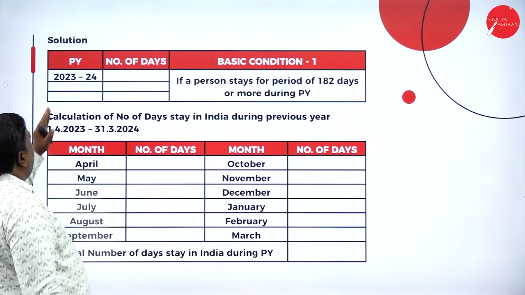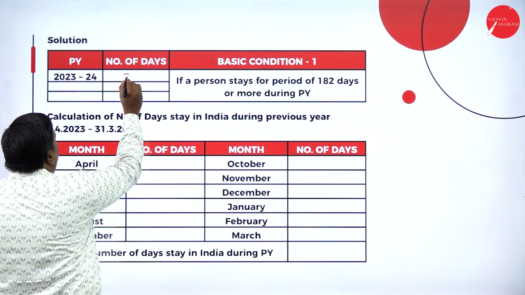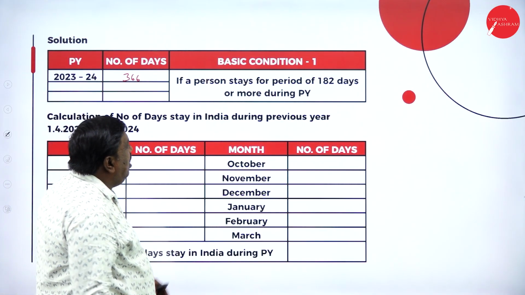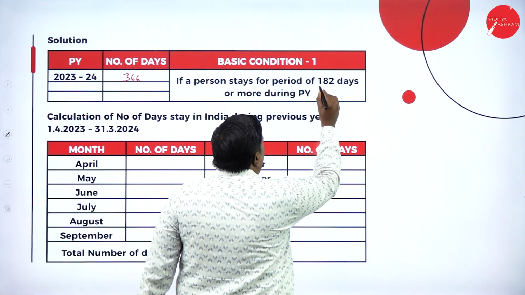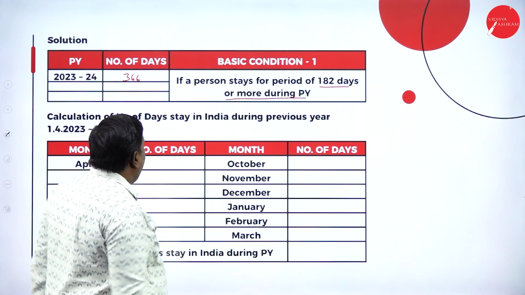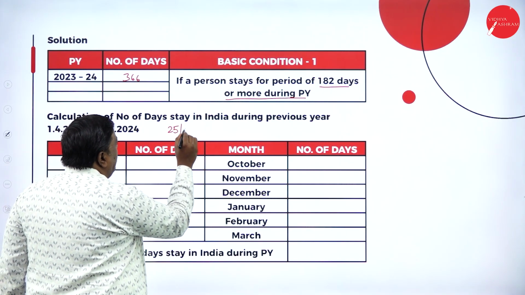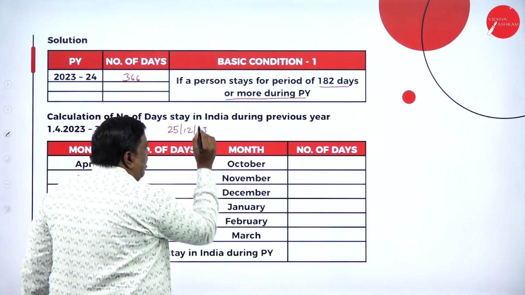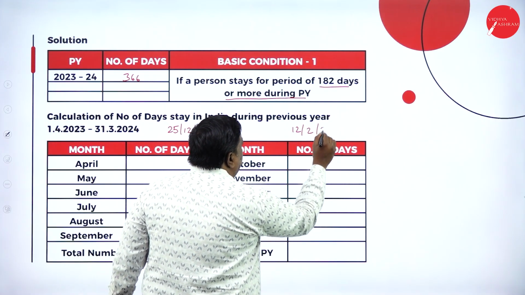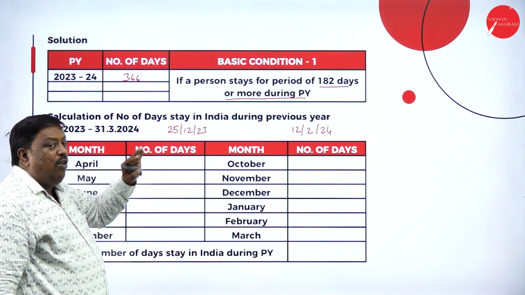Now, previous year, the number of days we have here, totally 366 days. What is the condition we have here? I have to stay in India for 180 days or more during the previous year. So now I have to calculate. I'm leaving India on 25th December 2023 and returning on 12th February 2024, which means up to 24th December, I was in India.